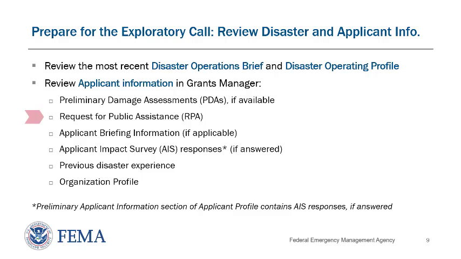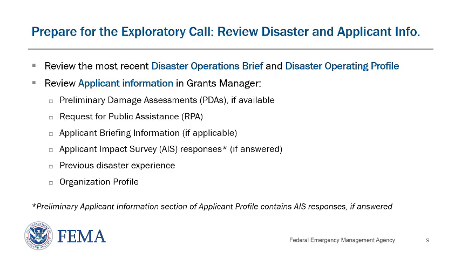There's also the Request for Public Assistance that may have more information. There's the Applicant Briefing information. You should be able to determine in Grants Manager whether or not your applicant attended an applicant briefing, and if so, make sure you're familiar with the information that was covered at that time. There are also the Applicant Impact Survey responses if they were answered. So if they already responded to this survey prior to the exploratory call, you will see their answers in the Preliminary Applicant Information section of their applicant profile in Grants Manager.